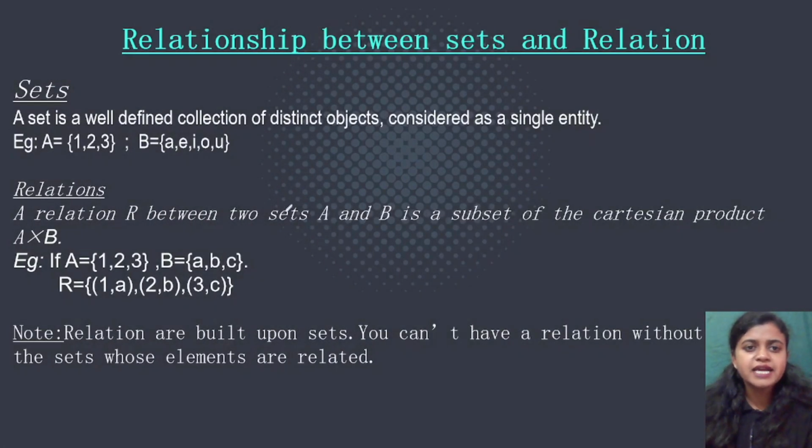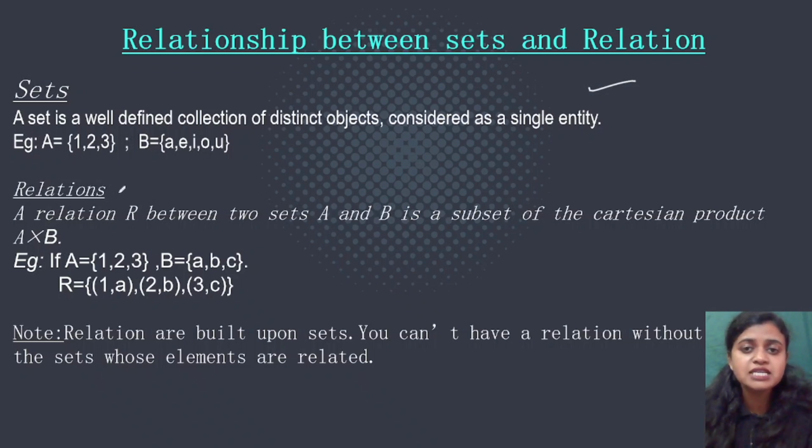Okay, so next we will discuss the relationship between sets and relation. So what is a set? We know a set is a well-defined collection of distinct objects considered as a single entity. For example, A is a set and 1, 2, 3 are its elements, B is a set of vowels. So what is a relation?